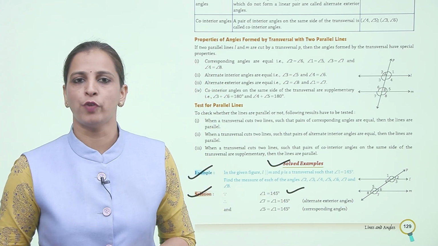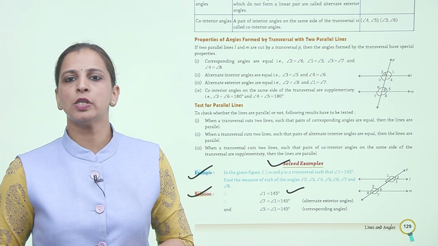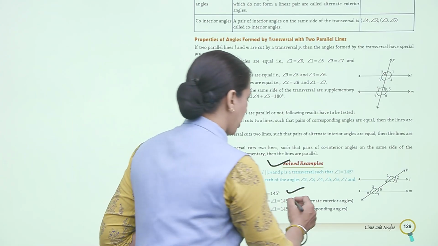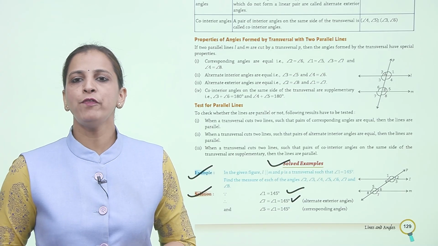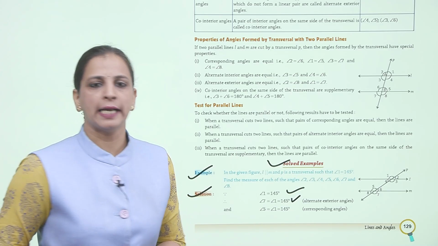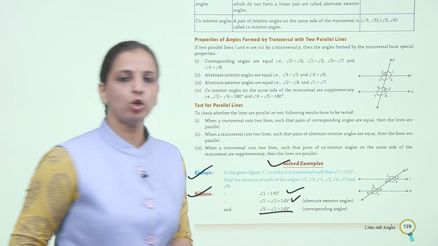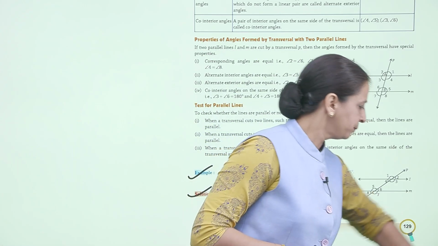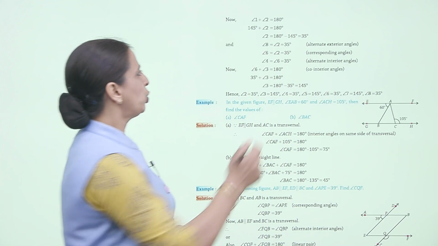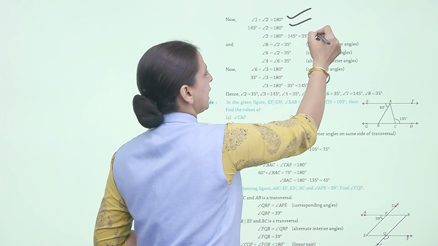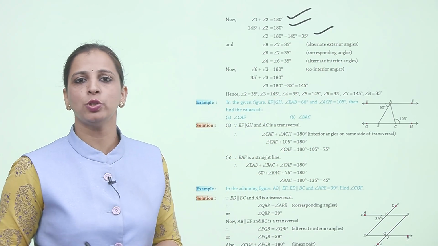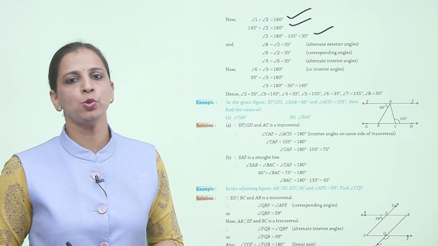Angle 1 is equal to 145 degrees, and angle 1 is equal to angle 7, alternate exterior angles. So angle 7 is also equal to 145 degrees. Angle 5 is equal to angle 1, that is corresponding angles. That is also equal to 145 degrees. Now angle 1 plus angle 2 is 180 degrees. Angle 1 is 145, plus angle 2 is 180 degrees. That is 180 minus 145, equal to 35 degrees. So angle 2 is equal to 35 degrees.